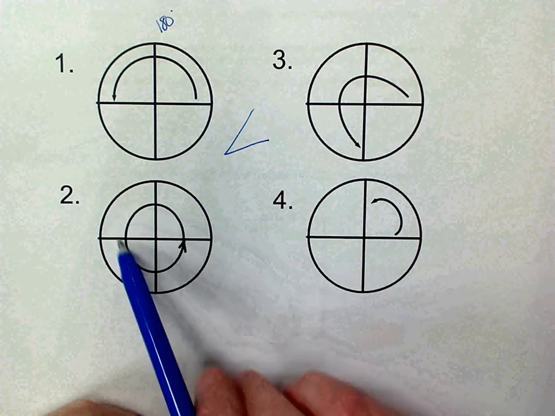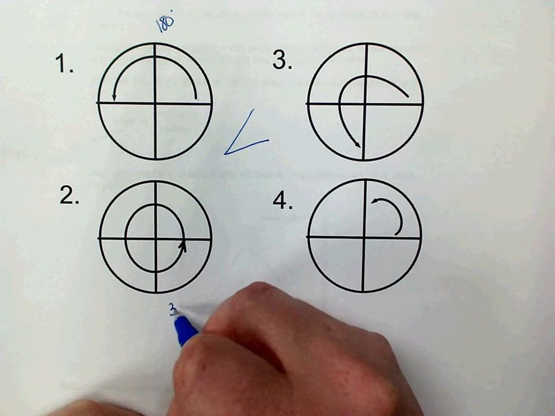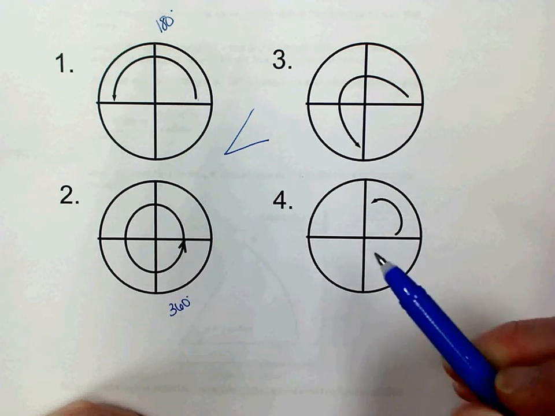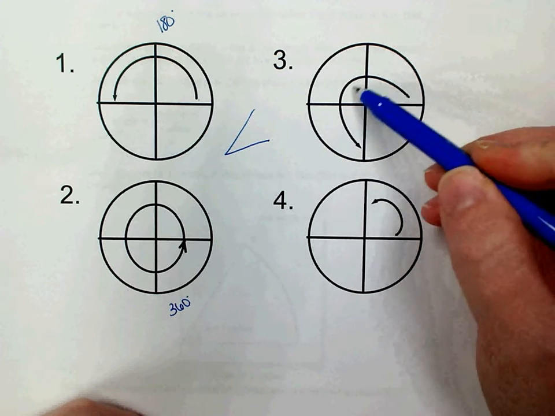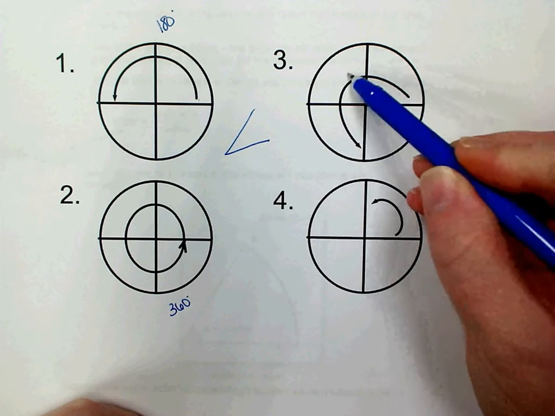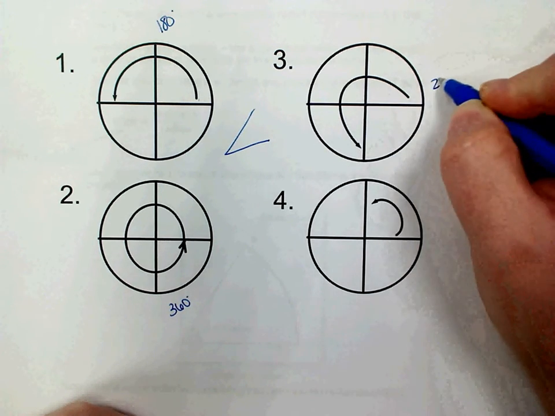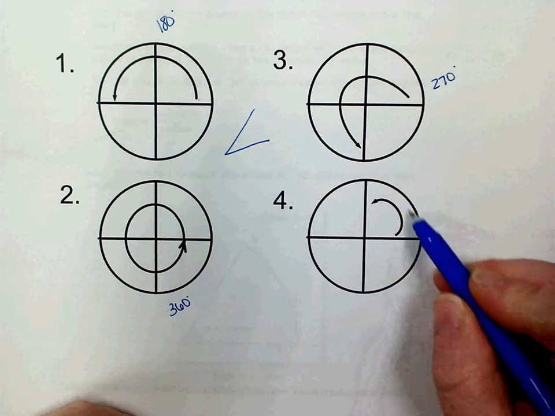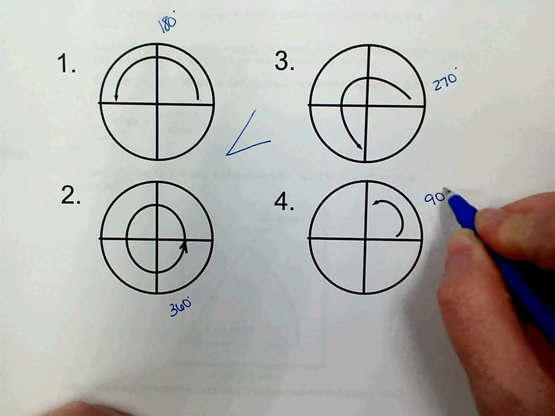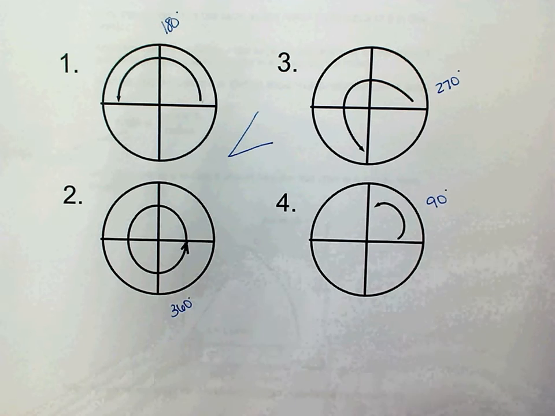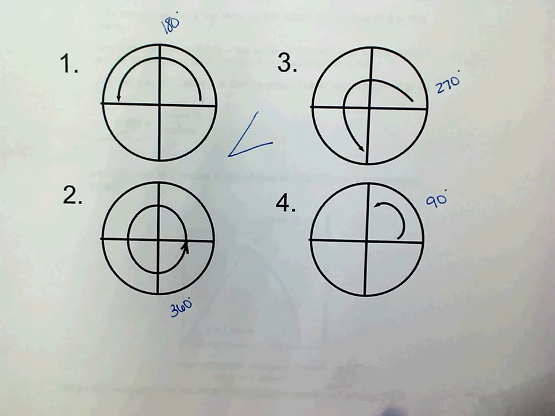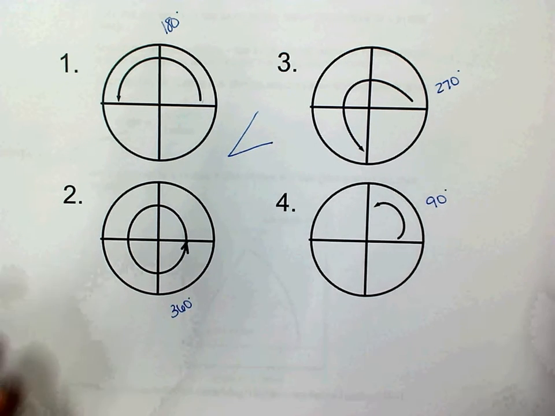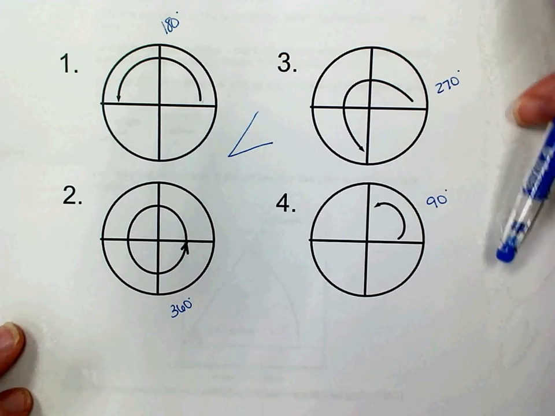Number 2 goes all the way around. One full revolution is 360 degrees. This is 3/4 of the way, so we know that's 3 of the 90 degrees, so that's 270, and this is 1/4 of a revolution, which would be 90 degrees. So that's going to be helpful to look at angles as a revolution with some of the problems that we're going to be doing today.